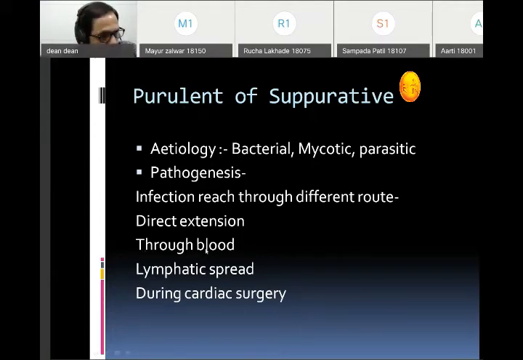It may go through the blood. So first there occurs a bacteremia, there occurs septicemia, then it will lead to formation of purulent type of pericarditis. Third example is the lymphatic route. Like tracheobronchial lymph nodes, when there is infection in them, it causes spread through the lymphatics. Lastly, it is also seen in cases of cardiac surgeries, because of iatrogenic infections causing implantation of various bacteria in the pericardium, leading to purulent or suppurative type of infection.